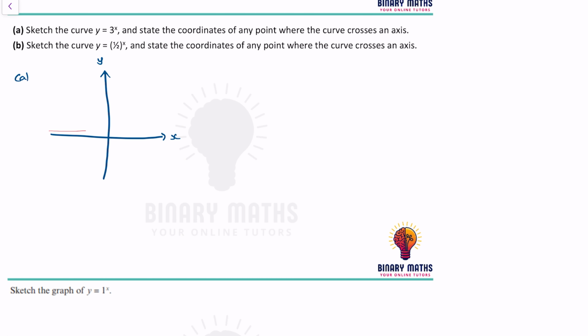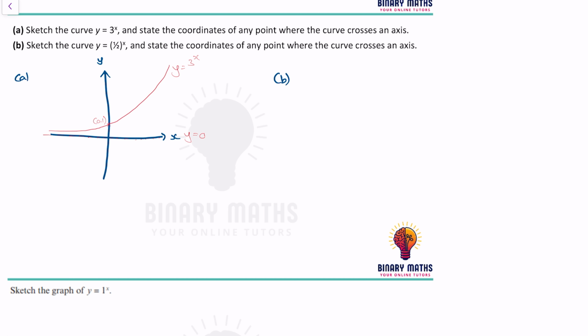So I know it'll look like so. I need to label this as 0, 1. And there is an asymptote still at y equals 0. Although it doesn't say to state it, I would always write it down. Y is equal to 3 to the x. That would be that one.